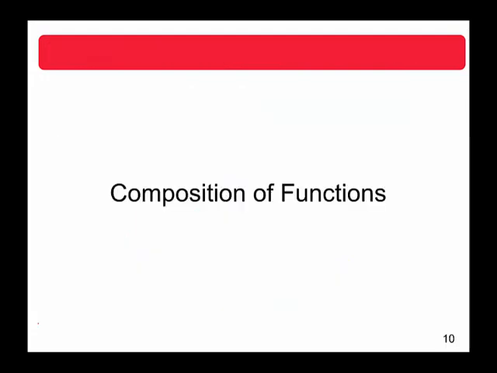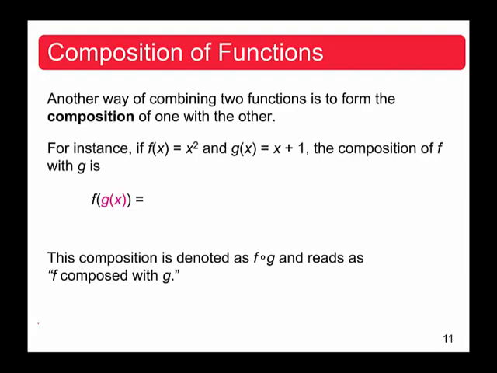Now let's look at the composition of functions. So we combine two different functions. We use f composed g or g composed f. Another way of combining two functions is to form a composition of one with another. For example, let's say f of x equal to x squared, g of x equal to x plus 1. The composition of f with g is written as f of g of x.